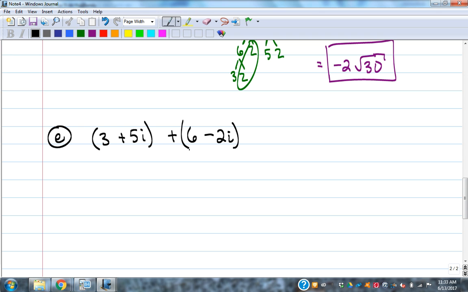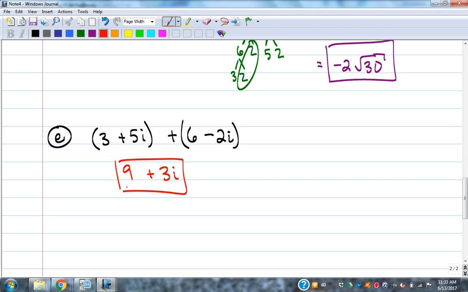It's just like simplifying polynomials. You put the like terms together. That's all there is to it. 3 plus 6 is 9. 5 plus negative 2 is 3i. That's as easy as it gets, guys. It doesn't get much easier than that.